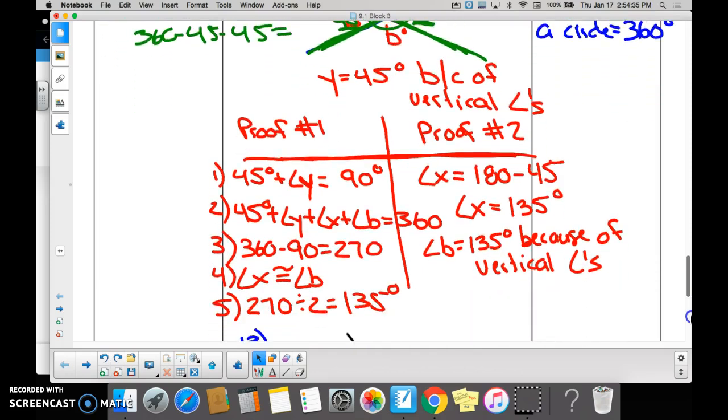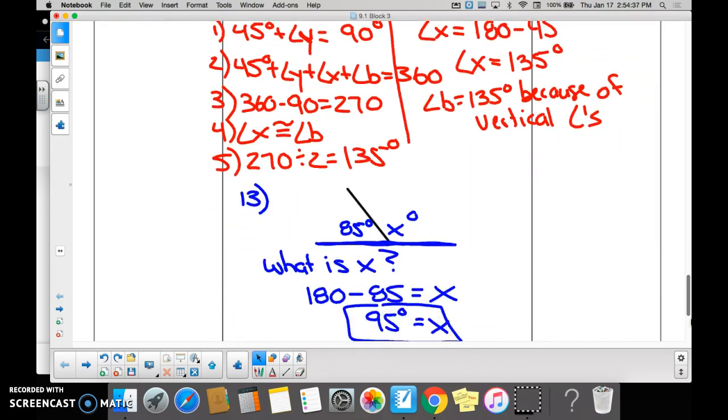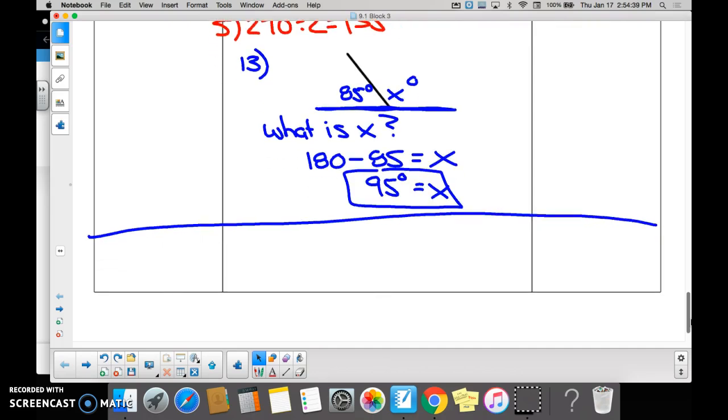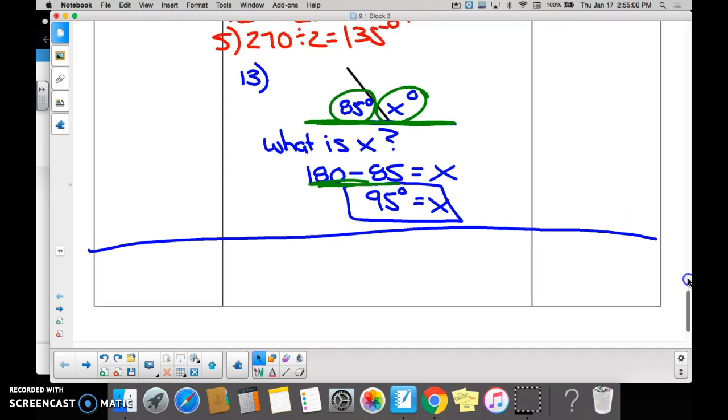The other way of looking at it, and I'm going to go down to a new problem here, is a problem like number 13. You could have just looked at half of that figure above. In this case, we have the straight line, and I told you this is 85 degrees, right? If this straight line measures 180 degrees, what does this have to be then? 95, because of 180 minus 85.